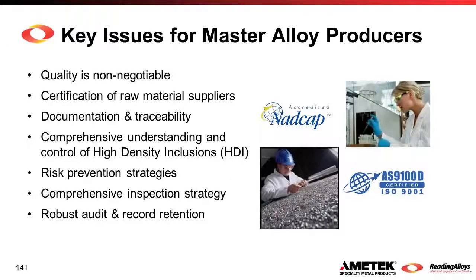So the key thing for master alloy production is having a robust quality relationship with your suppliers. There has to be certification of raw materials, comprehensive understanding of high density inclusions and how to avoid them, risk prevention strategies, and comprehensive inspection methods. And there's always a robust audit process involved with this. Typically, you'll find that the suppliers work very closely with the melters and end customers to achieve that.